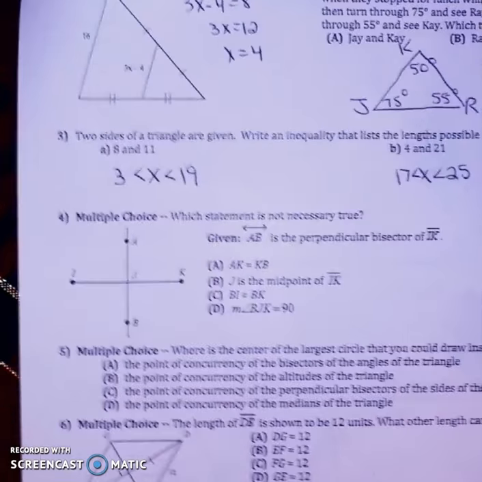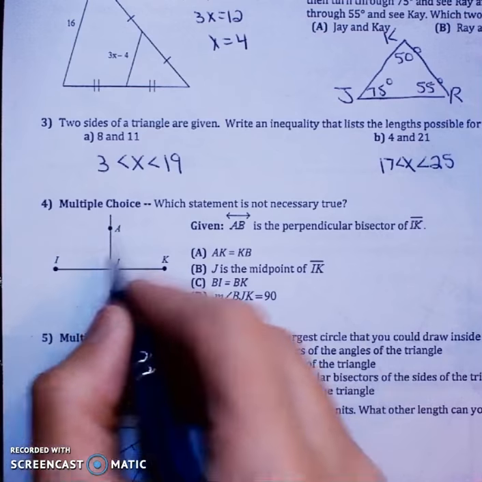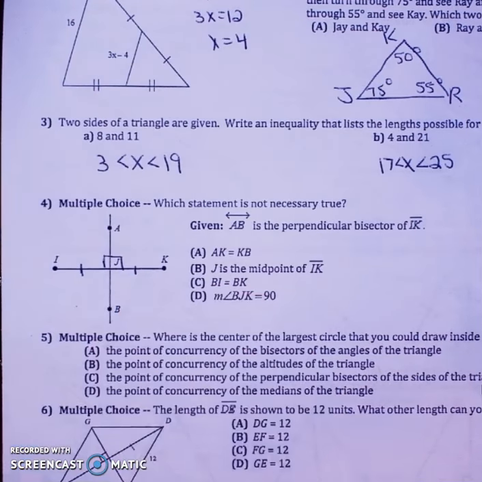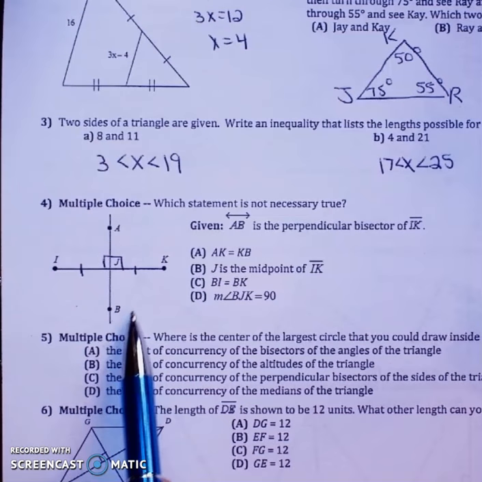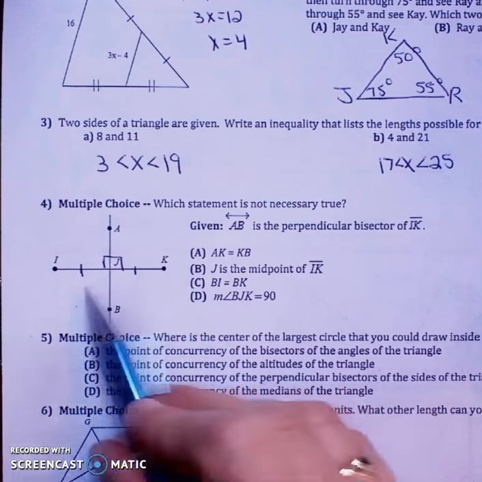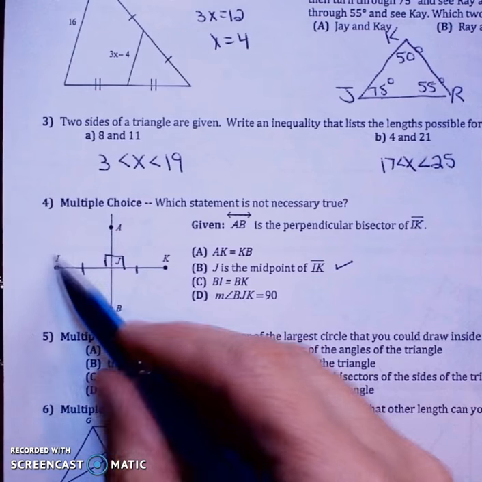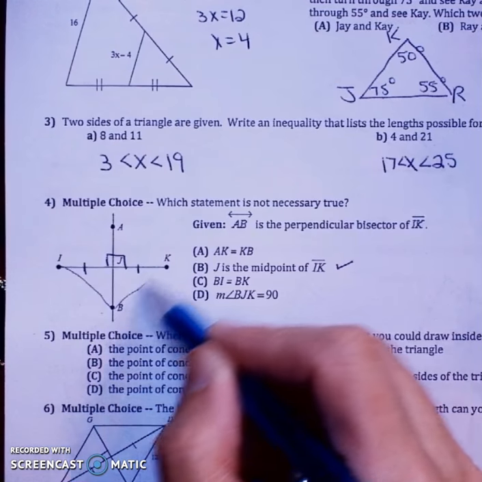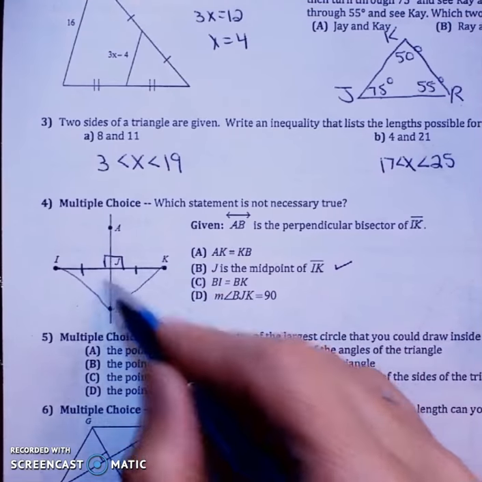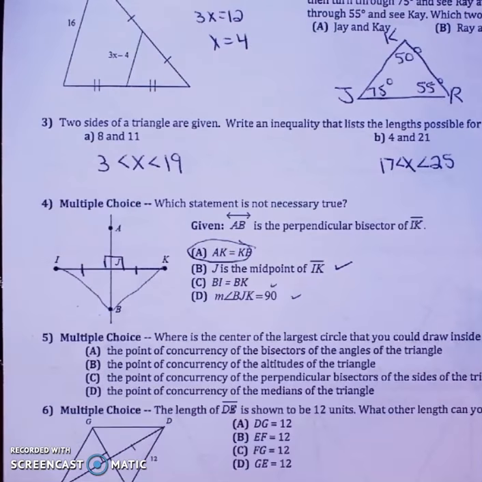Okay, moving on to number 4, which statement is not necessarily true? It tells me it's a perpendicular bisector, so I at least know I have right angles. I have this is congruent to this. It says AK is congruent to KB. I don't believe that's true. Let's keep checking. J is the midpoint of IK. That one is true. BI and BK, that's true because any point on here is the same distance from the endpoint, and BJK is a right angle. That's true as well. So A is not necessarily true.